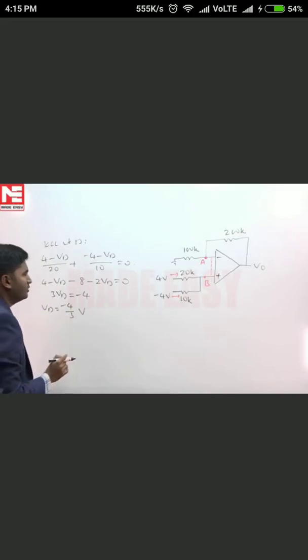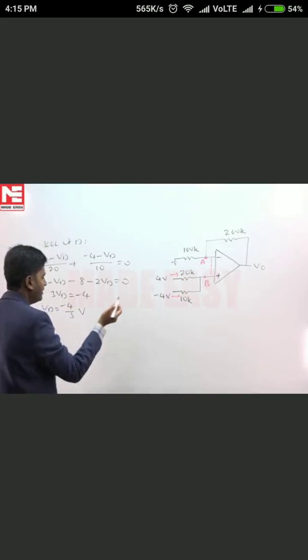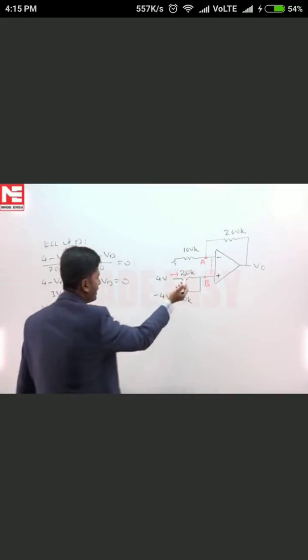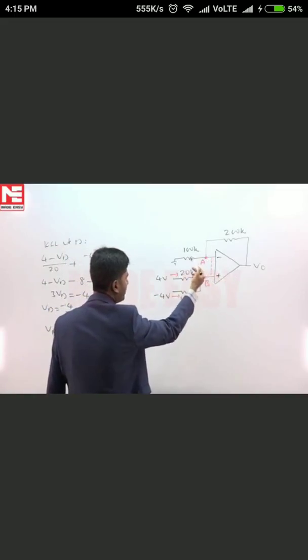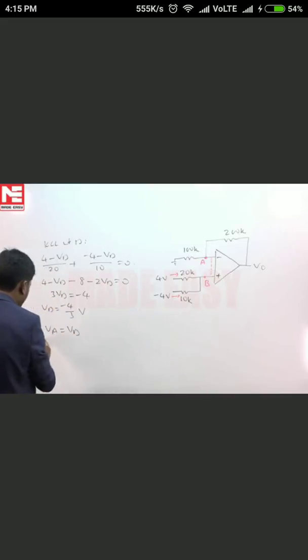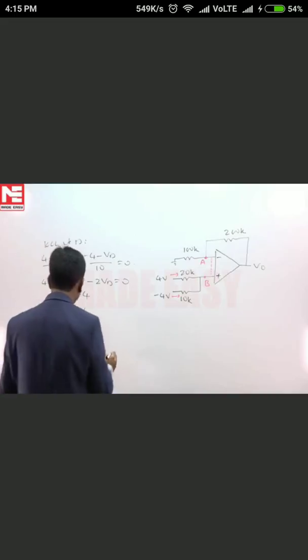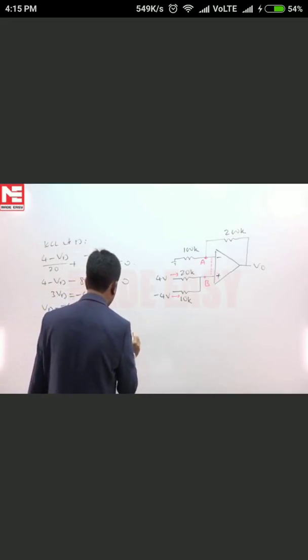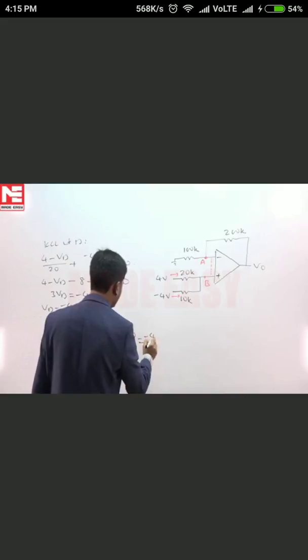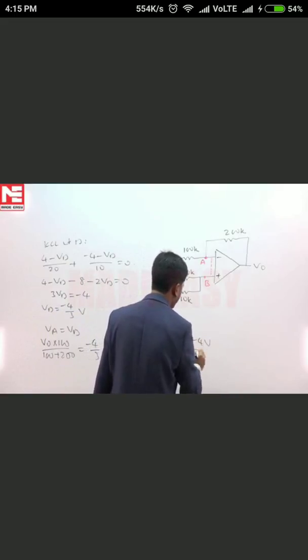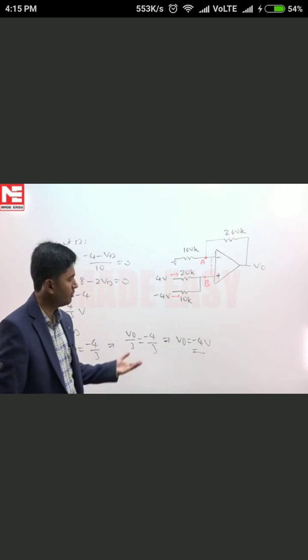And then you can apply the virtual short property, VA equal to VB. That VA you can write through voltage divider. It will be V naught into 100 divided by 100 plus 200, is equal to minus 4 divided by 3. And this will become V naught divided by 3 is equal to minus 4 by 3, or V naught equal to minus 4 volt. So in this question, the output voltage is minus 4.